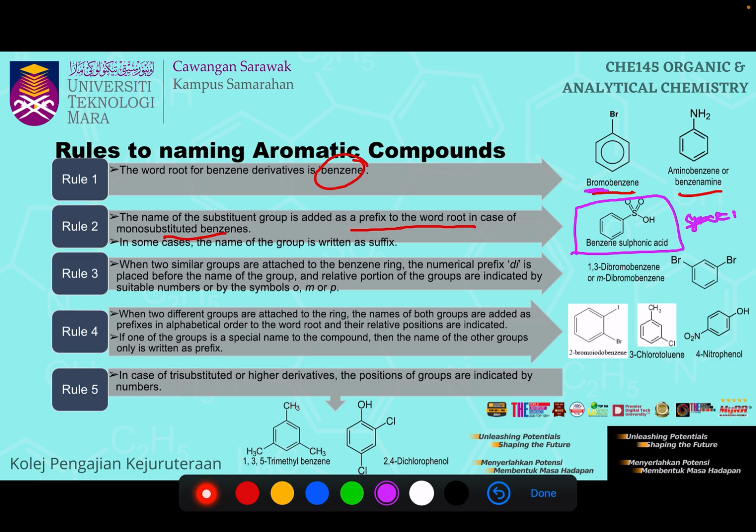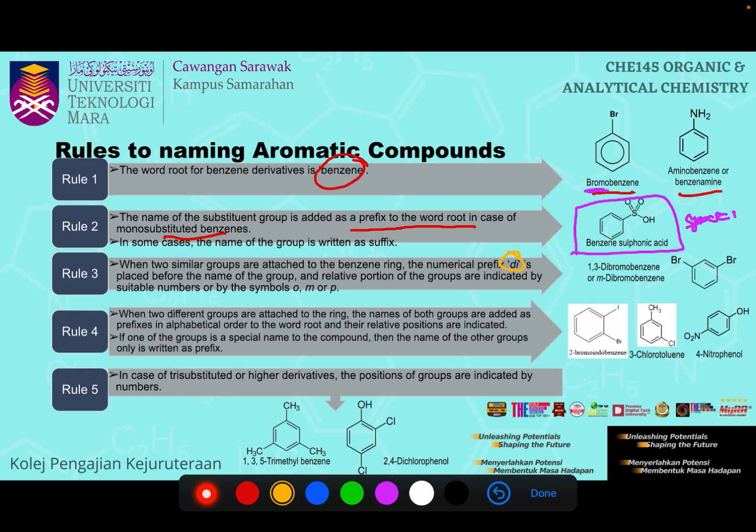So when 2 similar groups are attached to the benzene ring, the numerical prefix di is placed before the name of the group. The relative positions of the groups are indicated by suitable numbers or by the symbols o, m, or p. So o, m, or p means ortho, meta, or para. As we mentioned in the previous slide, if the groups are similar, like both of them are bromo or both of them are chloro, you have to put the word di. This one must be there.